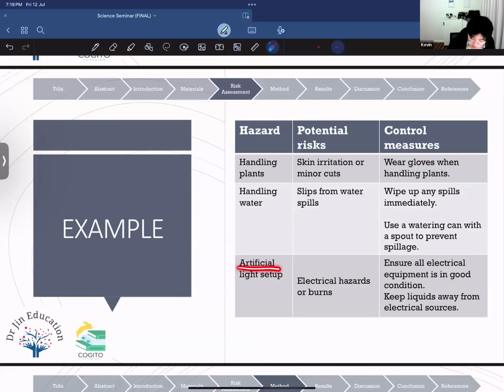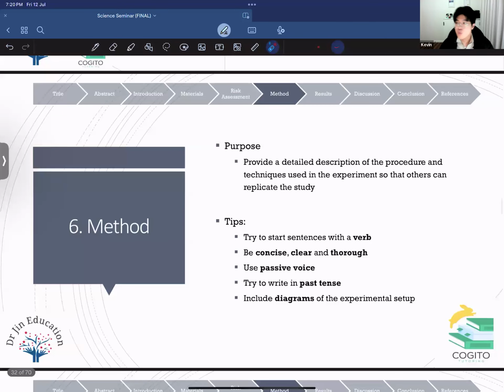What's another hazard? Artificial light setup. Remember, I'm using a lamp. What's the potential risk? Electrical hazards or burns, because it's an electrical lamp. So what's the control? Ensure all electrical equipment is in good condition and keep liquids away from electrical sources, so don't keep water near it. It's pretty simple. All of these are low risk, so I can go ahead with my experiment. I don't have to change much. Cool.